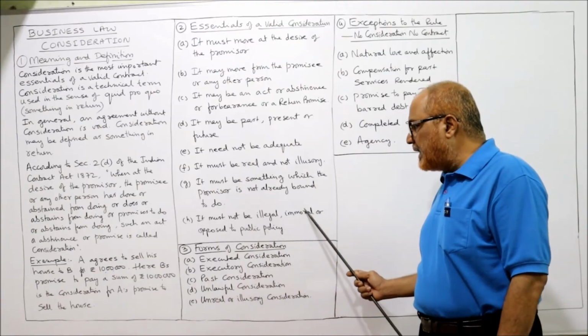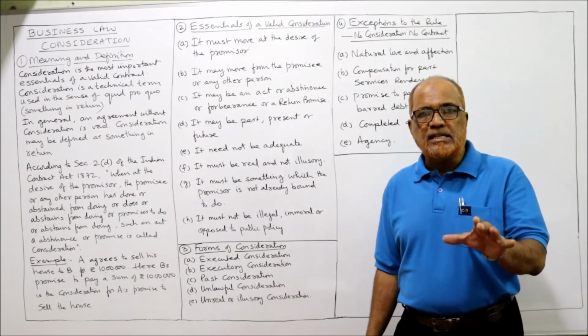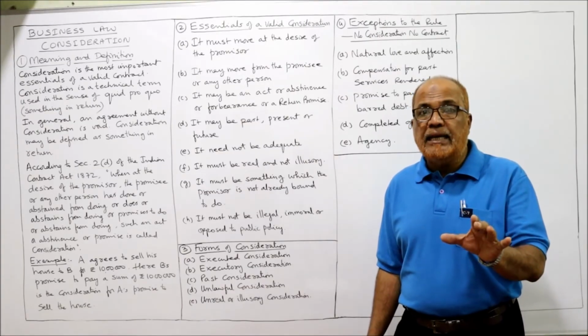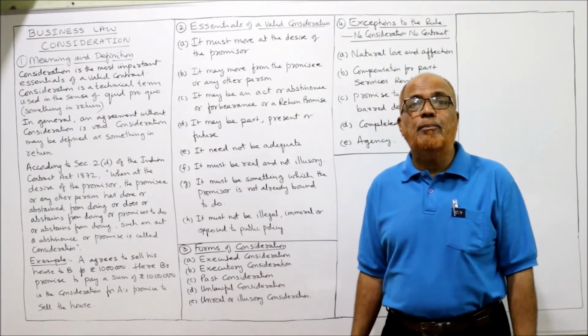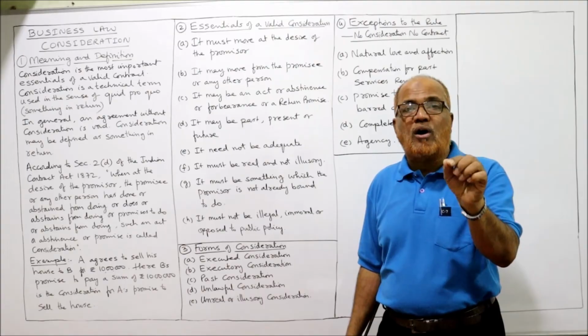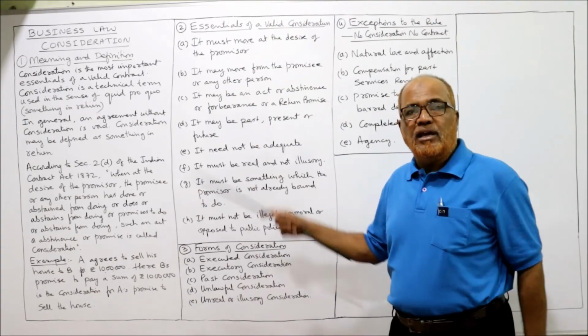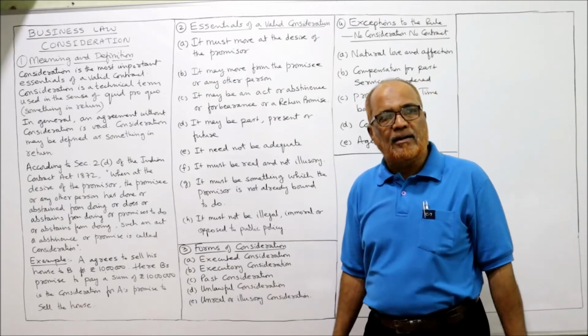Last one, it must not be illegal, immoral or opposed to public policy. That means the consideration should not be illegal. It should not be against public policy. It should not be immoral. So these are the essential elements of a valid consideration. If these elements are lacking, then the consideration is not called a valid consideration.